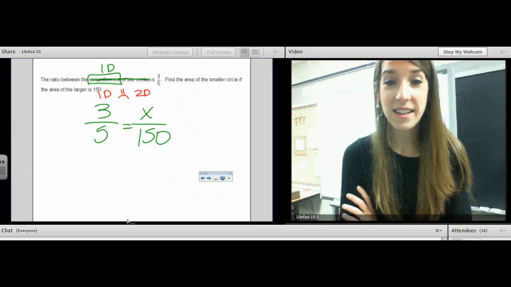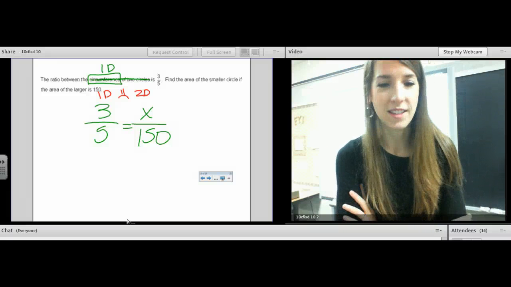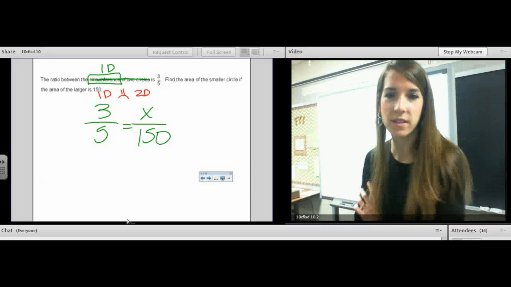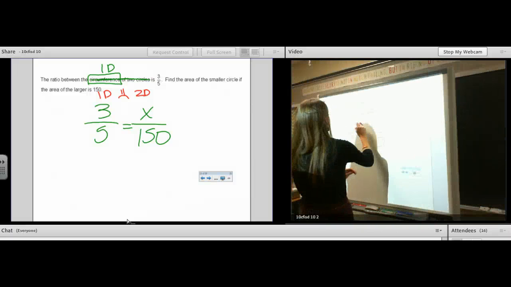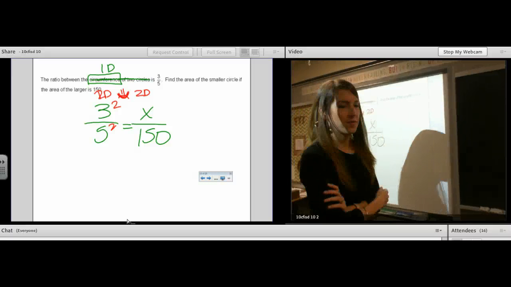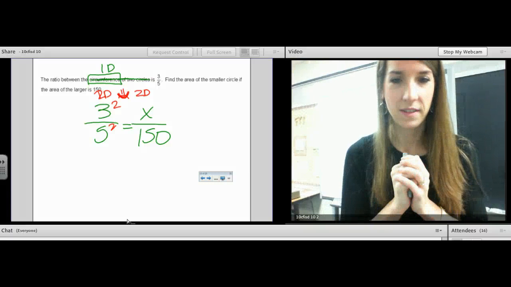So anyways, we need to make everyone 2D because our answer needs to be 2D. Oh, you're pointing to the answer, sorry. I'm sorry if you're already done with this. I'm explaining it for those who are still catching up. So square it. Now you're 2D and now he's happy. So 9 times 150 divided by 25.